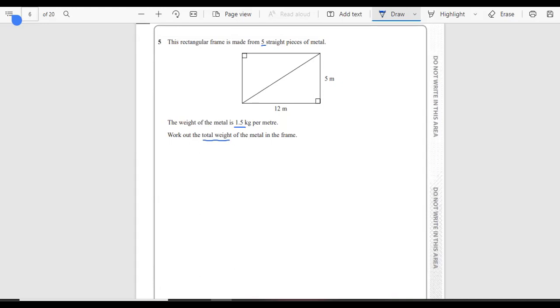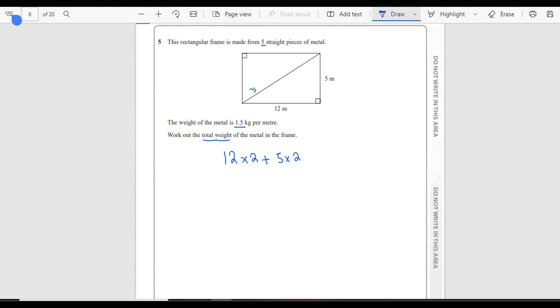So you do 12 times 2. You do 5 times 2. Very good. And then it's 1.5 kg per meter. So you do 12 times 1.5 times 2, 5 times 1.5 times 2, and the middle line, whatever that length is, times 1.5. Very good. Excellent. So let's find this length first.